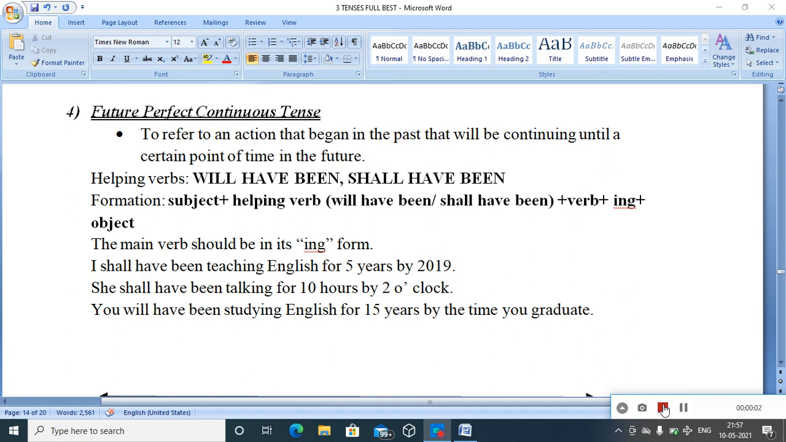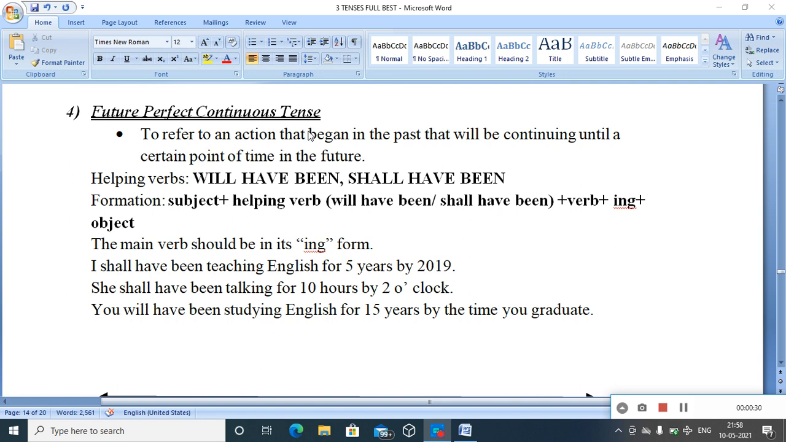Welcome to the final session on tenses. Under the future category also, this is the last type, and we are winding up our discussion on tenses, the different types of tenses. This is the fourth type under the future category. This is future perfect continuous tense.